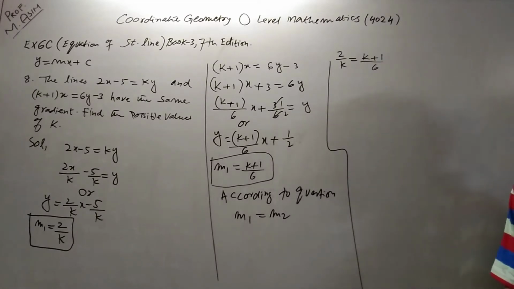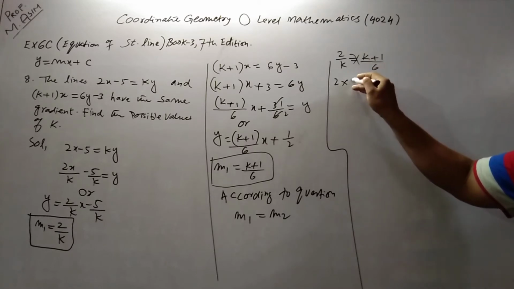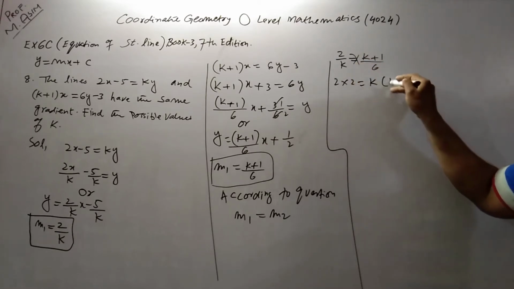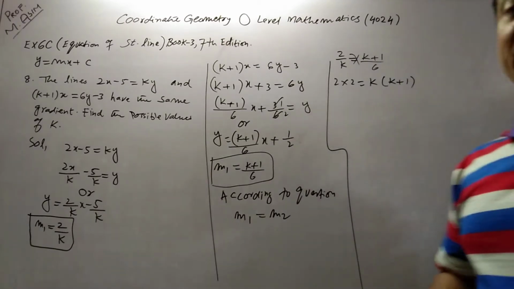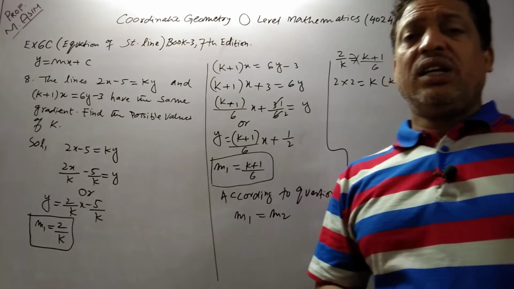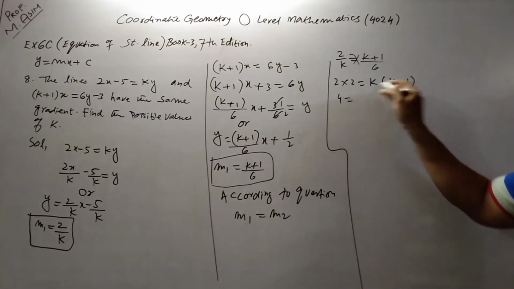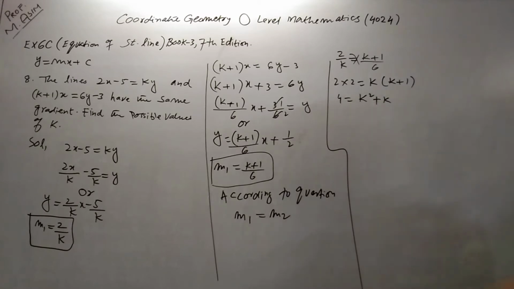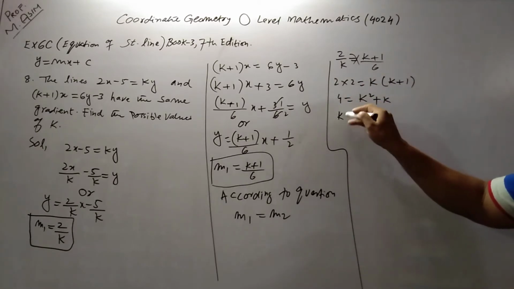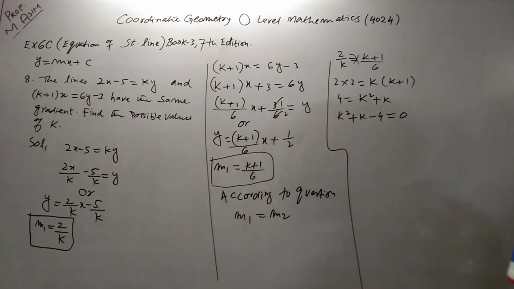Now cross multiply. Cross multiply means this 6 multiplied by 2 and this k multiplied by k plus 1. I hope you fully understand the word cross multiplication. 2 2s are 4, k into k is k square, k 1s are k. Move this 4 on the other side, k square plus k minus 4 is equal to 0.